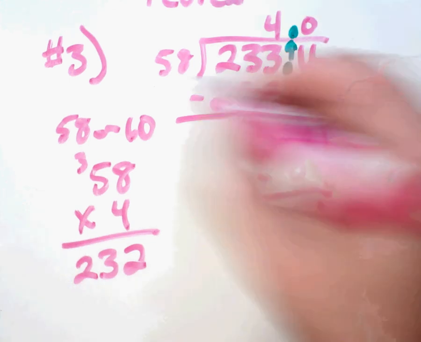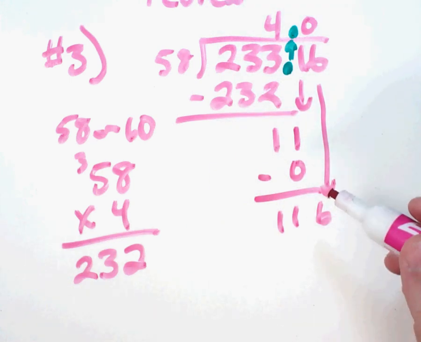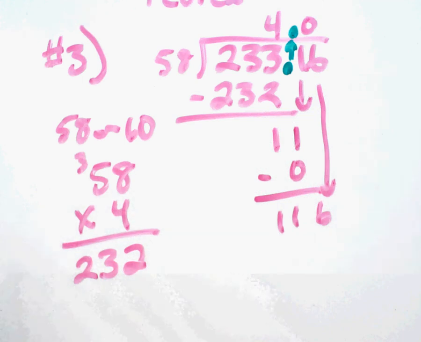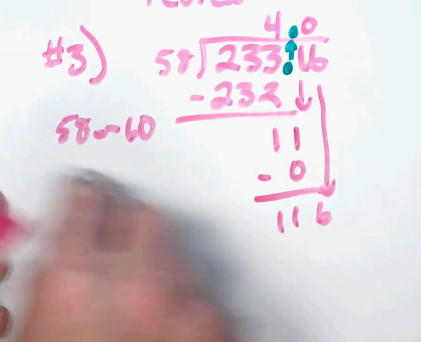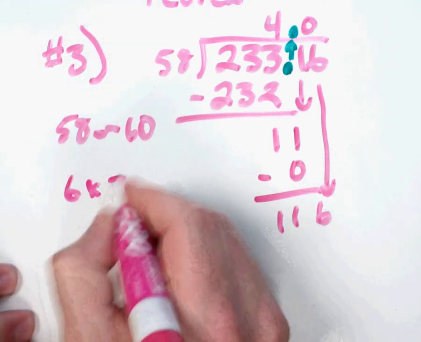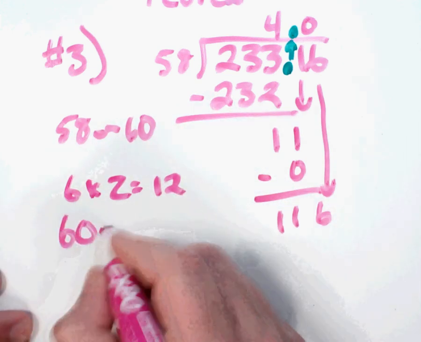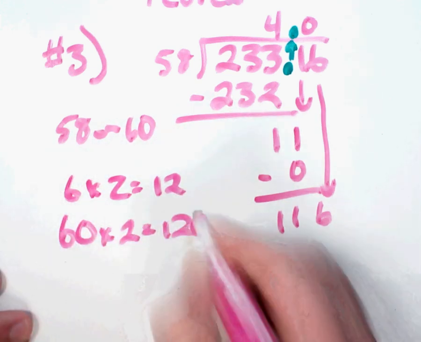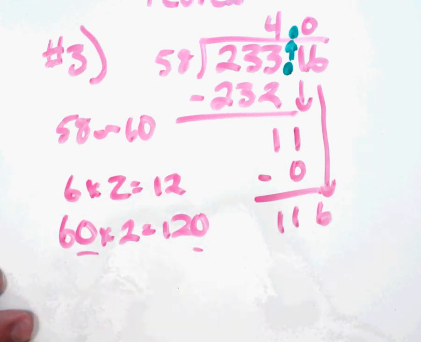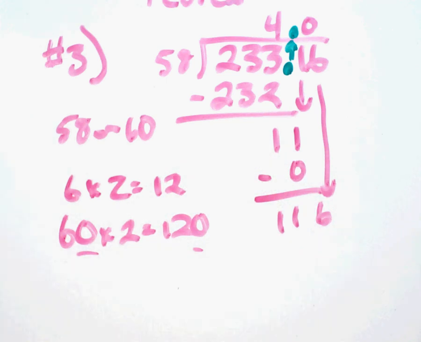All right, so we got 58 going into 116. So 116 is pretty close to 120. And again, I'm thinking in terms of 60, just to make it a little bit easier on me. So if I think 6 times 2 gives me 12, then 60 times 2 is going to give me 120, because all I've done is just add that 0. So those two numbers are close enough that I think 2 is probably going to be it.